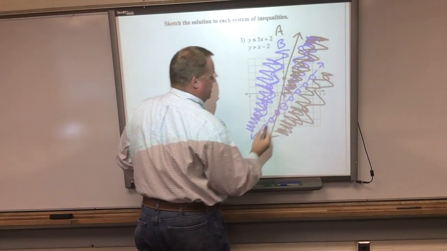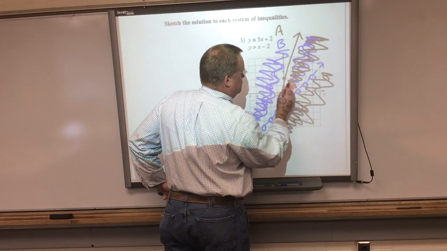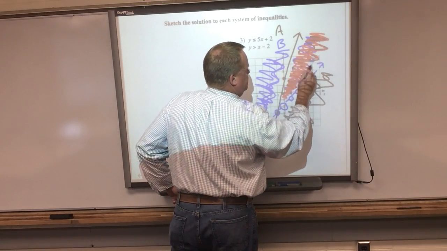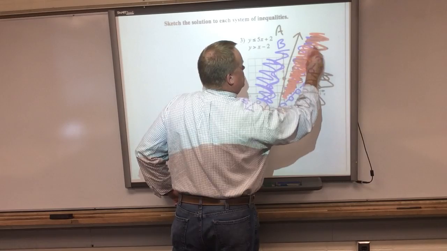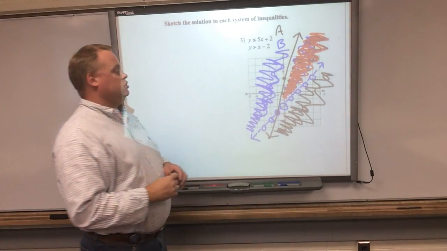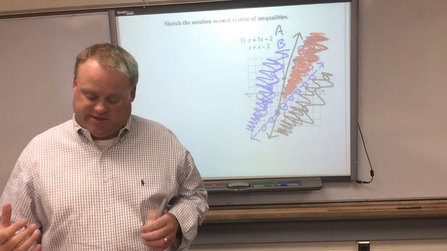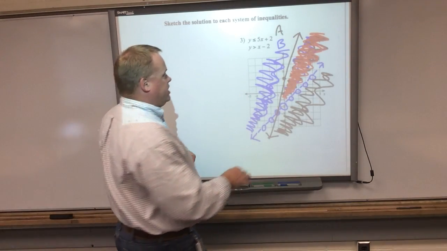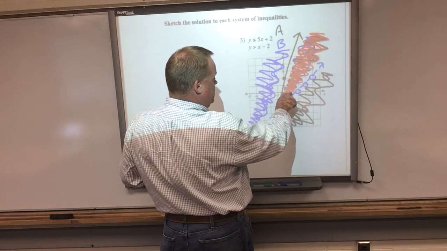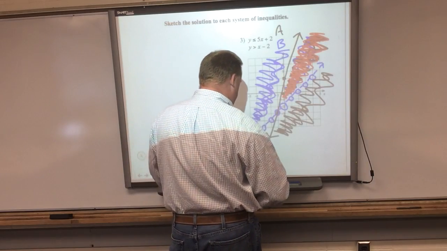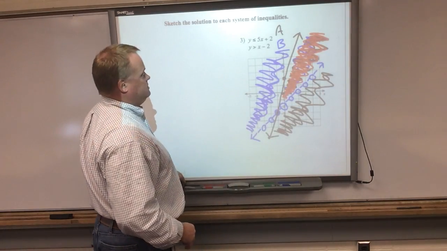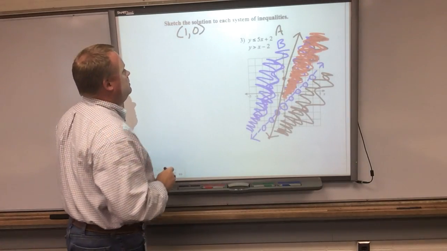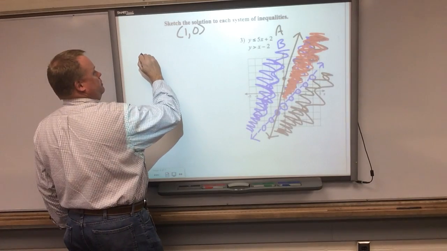This area right here is where our solutions are going to be. This area right in here is where the solutions that would satisfy both of these inequalities. Okay? You can always check it. You can check it by plugging in the point 1, 0 for both. So this one is a little bit more difficult. Let's do that. 1, 0. Plugging it in for both.